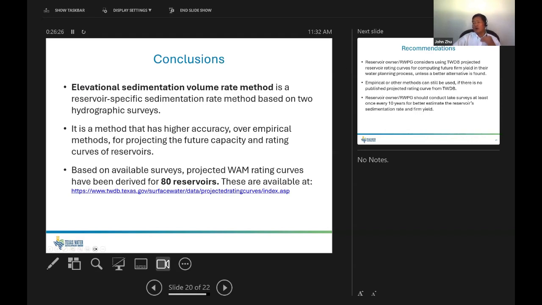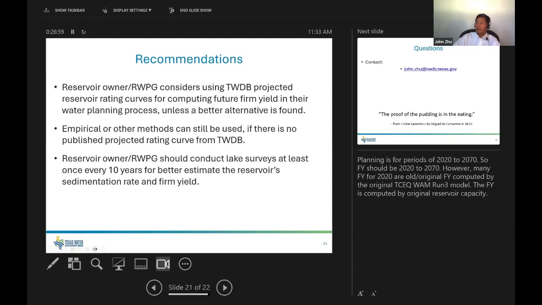And also for the convenience of water planning, we did this altogether for 80 reservoirs based on the availability of the reaching curve. And this is posted on the TWDB website. So anyone, for your convenience, you can just go to the website, select a reservoir and copy paste all the reaching curve into the model. Then you can get the firm yield easily. So that is my recommendation.